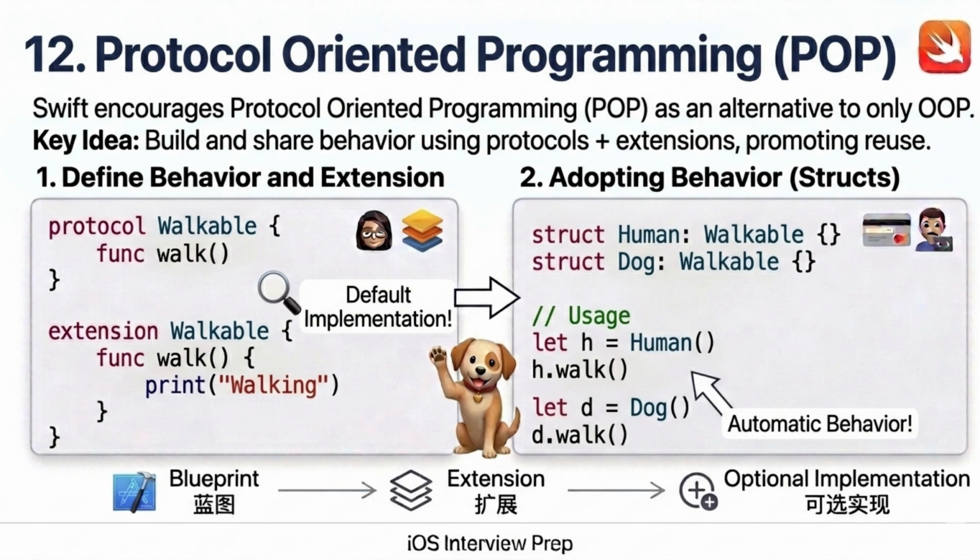Now we can check protocol-oriented programming, which is like an alternative to OOP. Here we have a protocol Walkable, and we are creating an extension of the Walkable protocol. Human and Dog are structs, and inside them we can call the function walk. In both structs we can use the Walkable protocol. So this is an example of protocol-oriented programming.